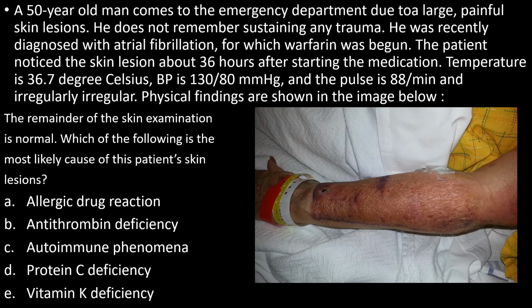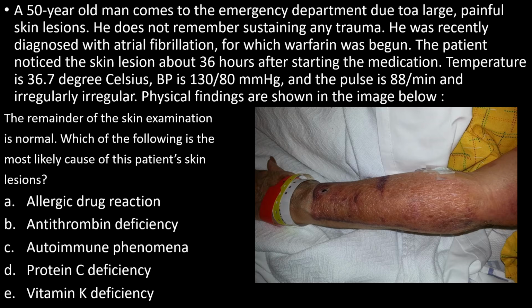Temperature is 36.7 degrees Celsius. BP is 130 upon 80 mmHg and the pulse is 88 per minute and irregularly irregular. Physical findings are shown in the image below. The remainder of the skin examination is normal. Which of the following is the most likely cause of this patient's skin lesion? Pause the video and think of the answer.